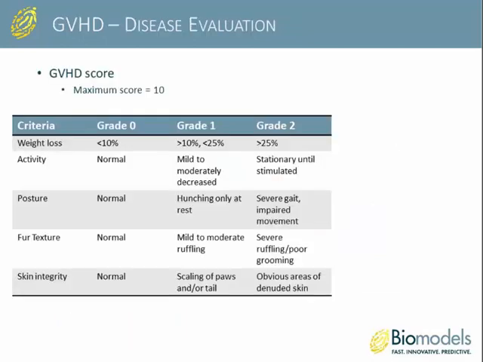inoculum. Another way that graft-versus-host disease is assessed is a 5-criteria score that's based on weight loss, activity, animal posture, fur texture, and skin integrity. So a weight loss of less than 10% does not receive a score, but as the weight loss increases, you see an increased score. Additionally, with activity, normal mice with normal activity will not receive a score, but as the mice become less active, they'll receive a higher score.